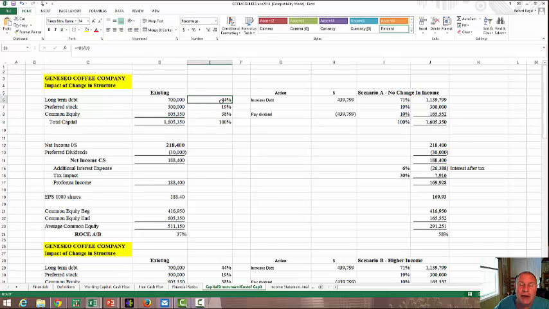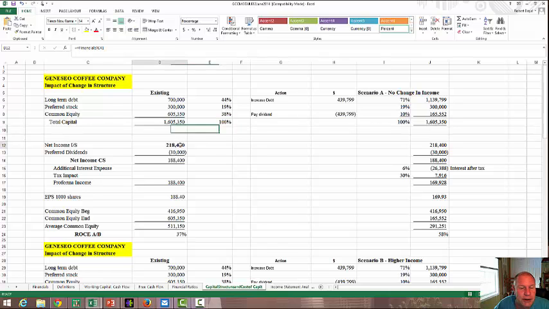When we look at this on a percentage basis, which is 700 divided by 1,605, we find they have 44% long-term debt, 19% preferred stock, 38% common equity, for a total capitalization of 100. So this is their percent in each of these categories.